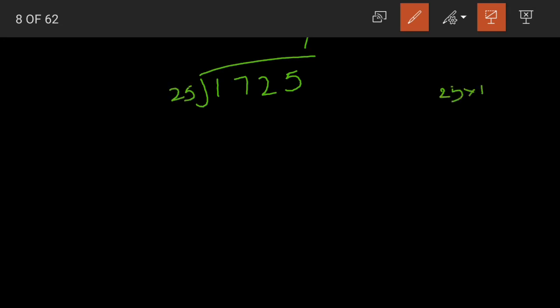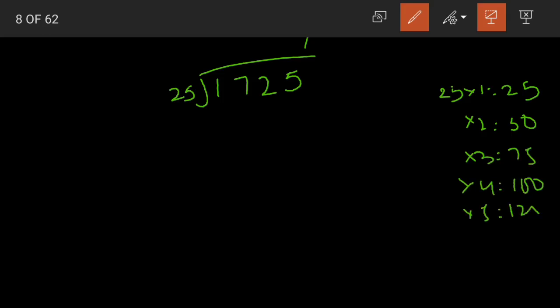Yes, so let us write the 25 table here. 25 ones are 25, 25 2s are 50, 25 3s are 75, 25 4s are 100, 25 5s are 125, 25 6s are 150 and 25 7s are 175. Now from this we want 172. 172 is not present in our 25 table. So what will we do, children? It lies between 150 and 175. We'll go with the smaller number, 150.